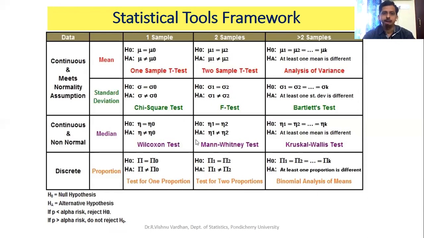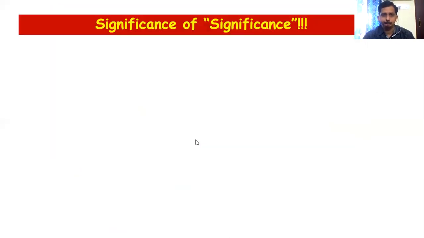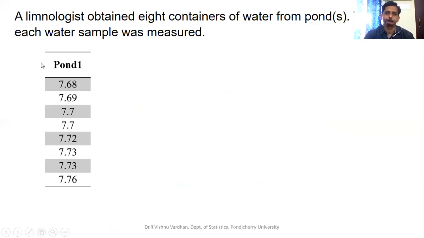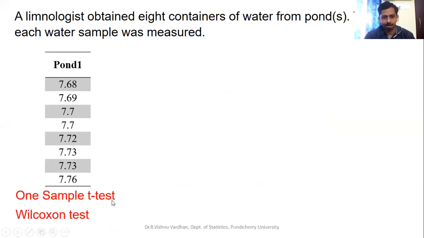Now, where is that example? Now, when we have one sample at hand and we want to verify whether these samples relate to the standard pH value or not, then we have to use the one sample t-test. Its non-parametric analog is the Wilcoxon test.